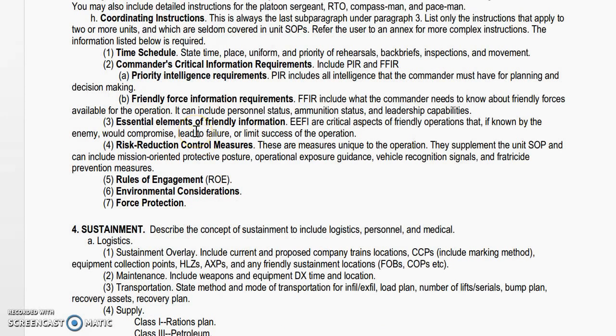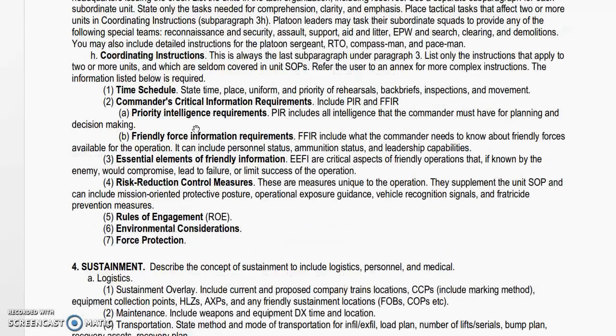If you're given some of these coordinating instructions, you want to list that. All right, so you want to look here, time schedule. Make sure you adhere to the 1/3, 2/3 plan and create a backwards plan. All right, so you want to be able to give everybody this information: the time, place, uniform, priority rehearsals, back briefs, inspections, and movements. This is going to be a big deal.